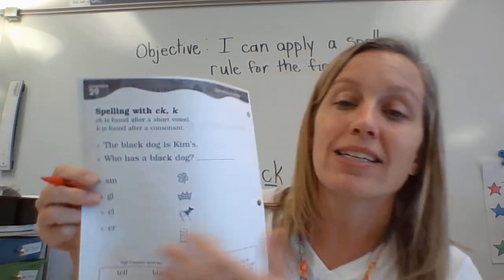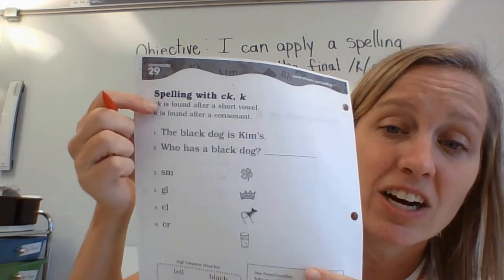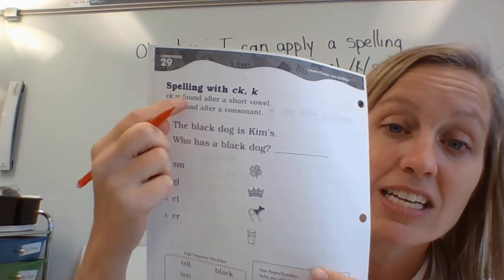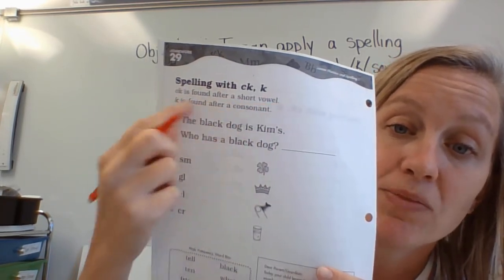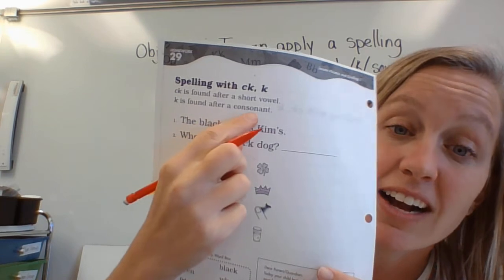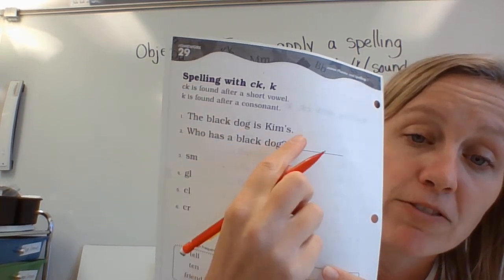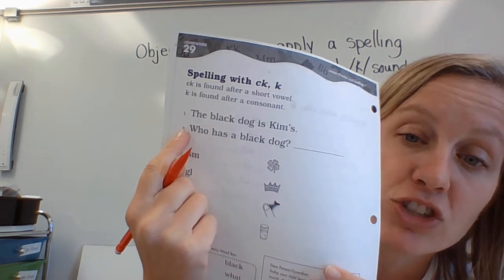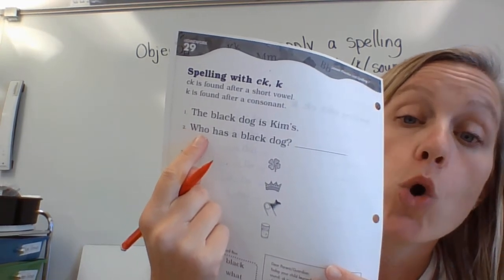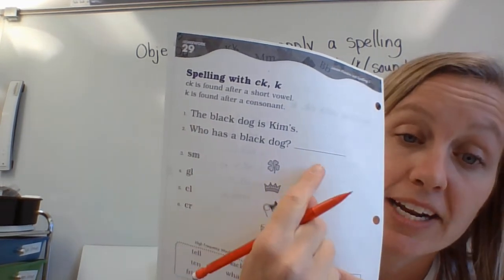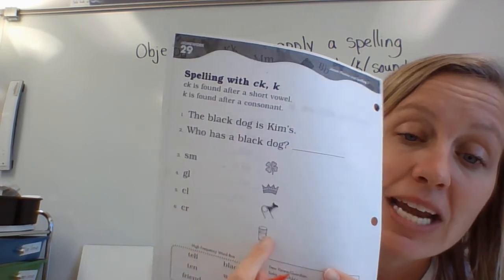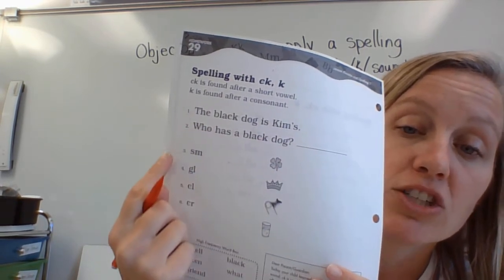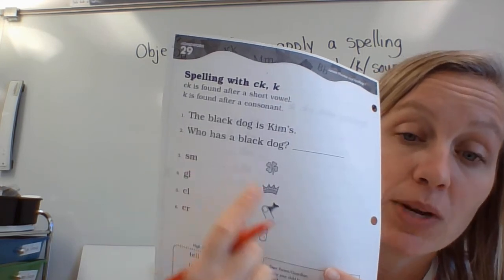When you turn to the back side, the nice thing is that there are reminders of the spelling rule. CK is found after a short vowel. K is found after a consonant. You are going to read the first sentence. It gives you information. And then you're going to read the question on number 2 that starts with the word who. Answer your question here. Then we have pictures, and your job is to draw a line from the picture to the beginning blend that you hear.